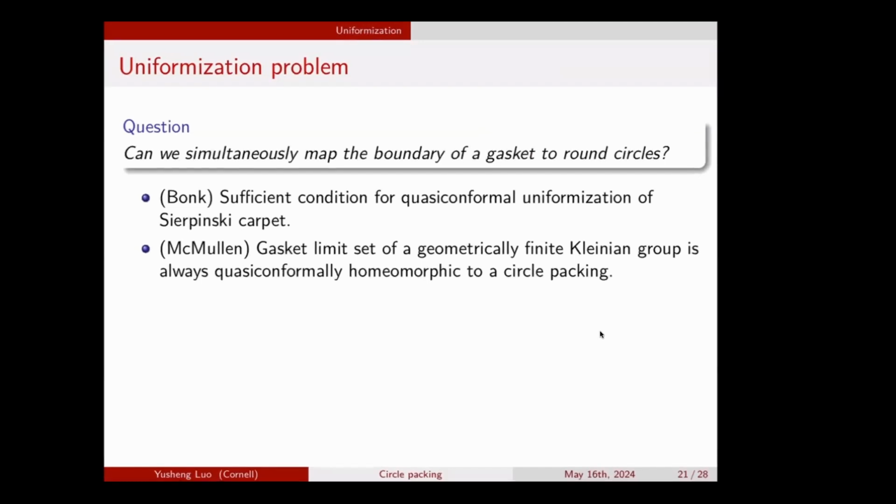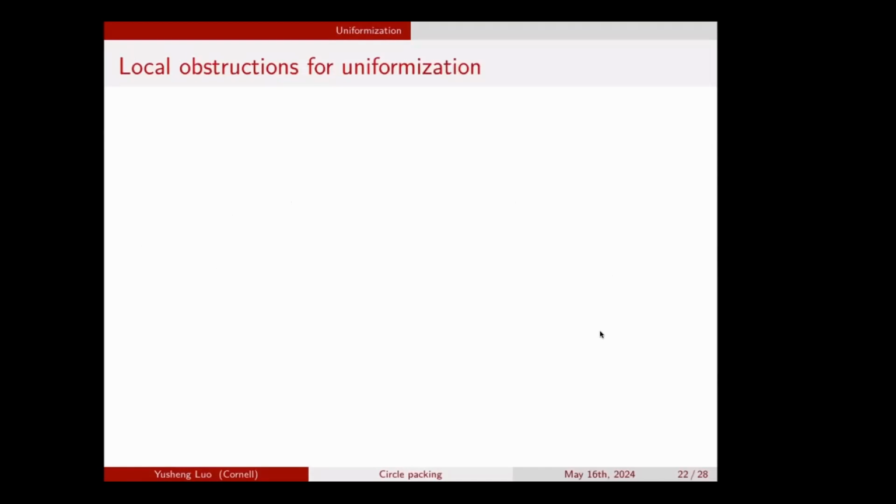So I want to study these questions in the dynamical setting. The question that I want to understand is, if we have a Julia set that is a gasket, well, can we uniformize a gasket Julia set?